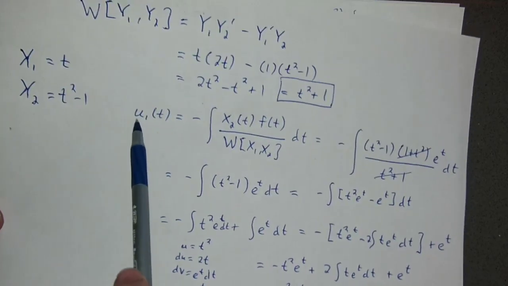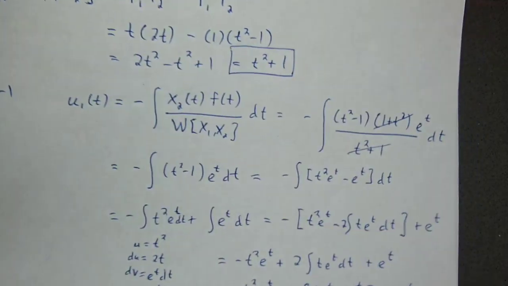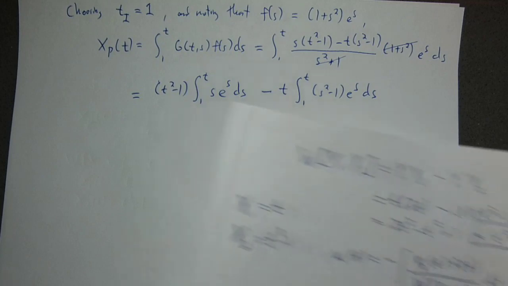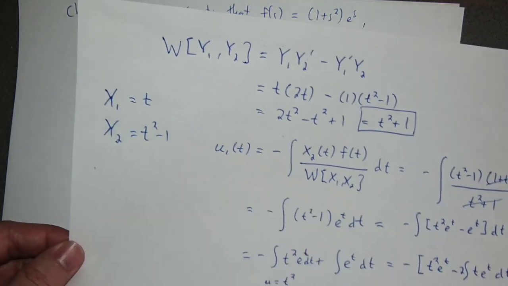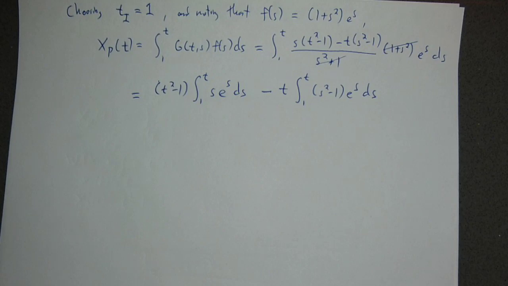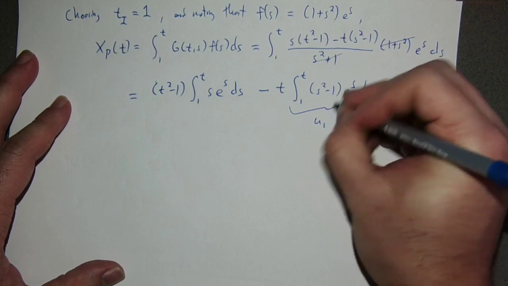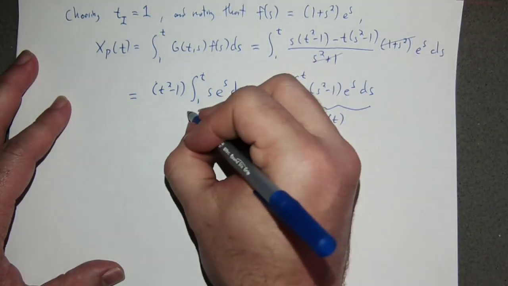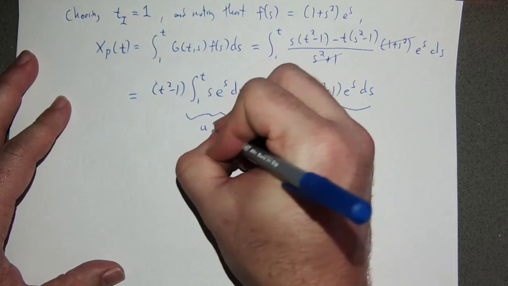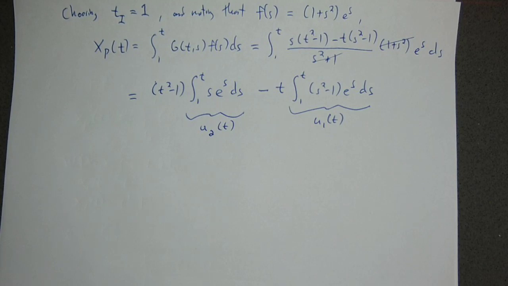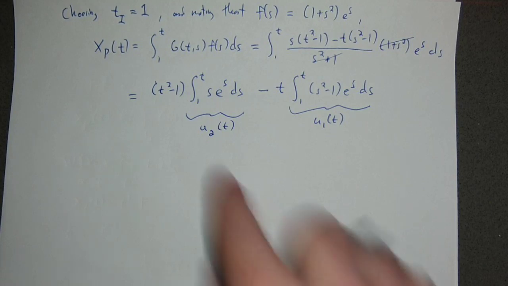Oh, but wait, this is computing u sub 1. And in my formulation of variation of parameters, u sub 1 gets multiplied by x sub 1. But what is x sub 1? T. So this is u sub 1 of t, and this is u sub 2 of t. Okay. That's where these came from.